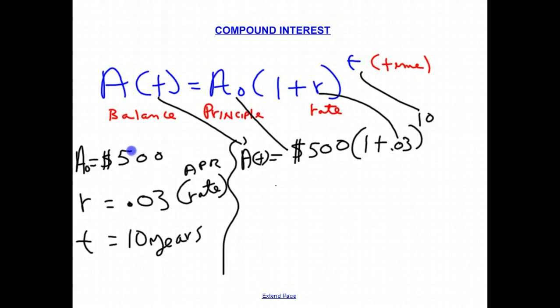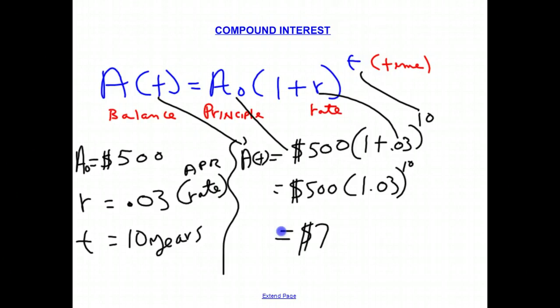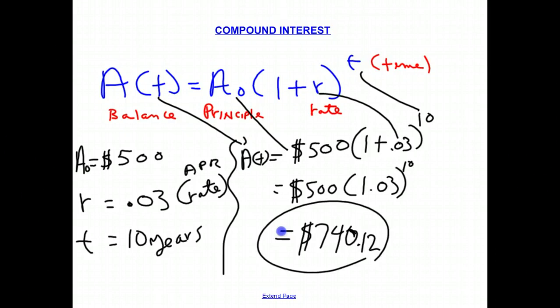Well, this is the same thing as saying $500 times 1.03 to the 10th power. So now all we have to do is put this in our calculator, and we get $740 and 12 cents. And that is how much we would have in the bank after 10 years if we took $500 and an annual percentage rate of 3% and compounded it yearly. And so it's a very simple formula. You just plug right into it.